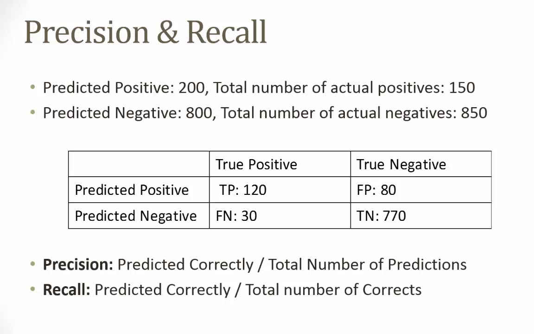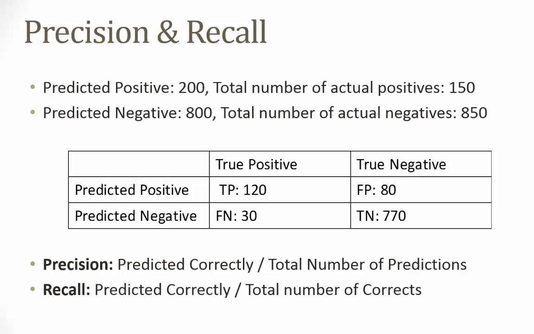And now look at the rows. We have predicted positive. Our model predicted 200 cases to be positive. So if you add up the numbers in the row, it's 120 and 80. It'll be equal to 200. And our model predicted 800 cases to be negative. Again, if you look at the row, it'll be 30 plus 770. It'll be equal to 800.